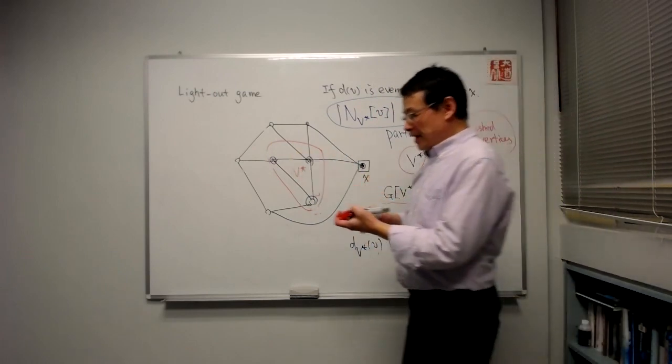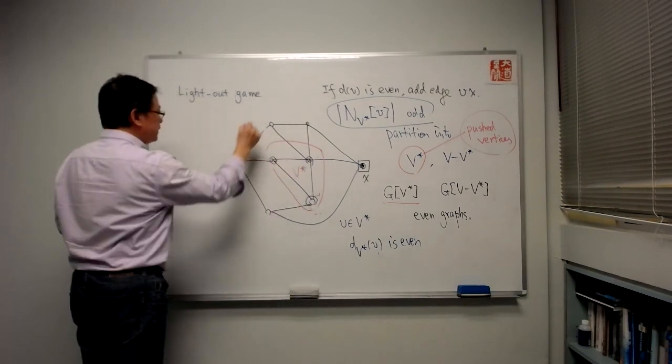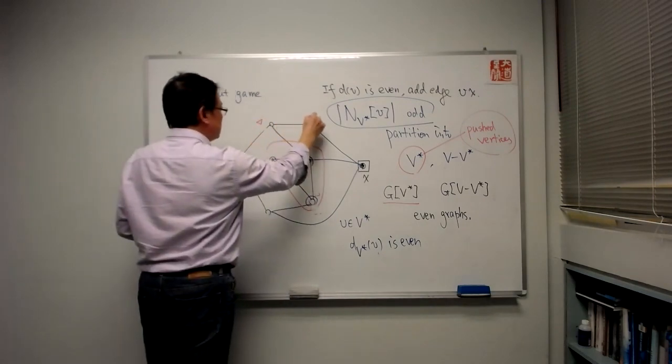Now for vertices outside, let's take a look. Initially lights are off.